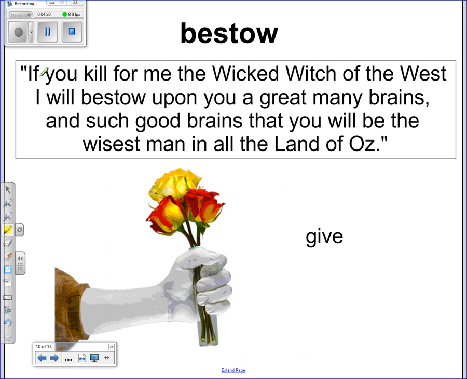Next is bestow. "If you kill for me the wicked witch of the west, I will bestow upon you a great many brains, and such good brains that you will be the wisest man in all the land of Oz." And bestow means to give, and so this is actually a vase, but it looks like a hand giving somebody flowers. So I thought that was kind of cool.